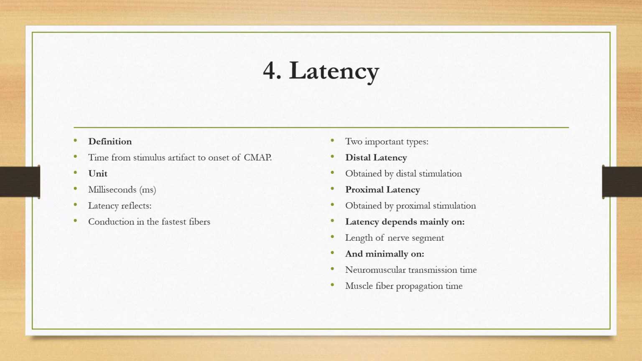Latency. It is defined as time from the stimulus artifact to the onset of CMAP. It is measured in milliseconds. It reflects the conduction in the fastest fibers. The two important types of latency are distal latency, obtained from distal stimulation, and proximal latency, obtained from proximal stimulation. It primarily depends on length of the nerve segment and it is minimally dependent on neuromuscular transmission time and muscle fiber propagation time.